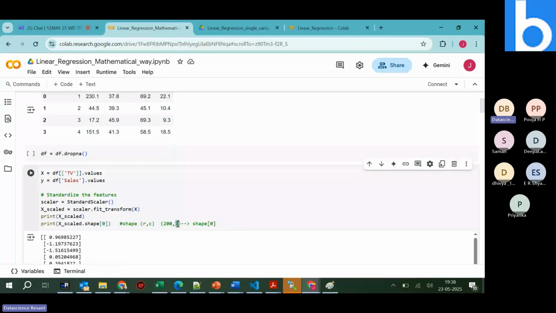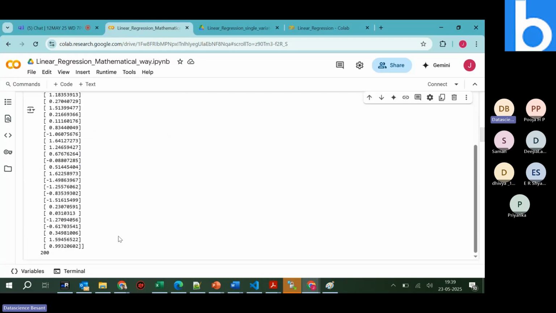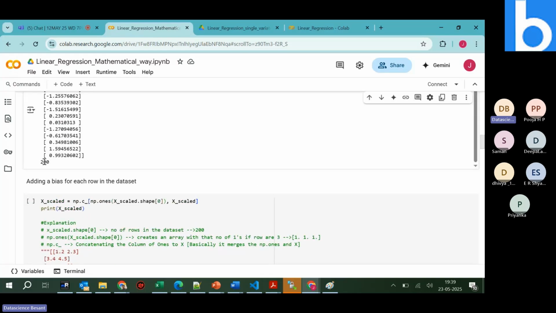Out of that, I'm only concentrating on the rows, not on the columns. So shape[0] represents the rows. What will be the output of this highlighted line? It will be 200. Exactly. If you go here, you can see the answer is 200.